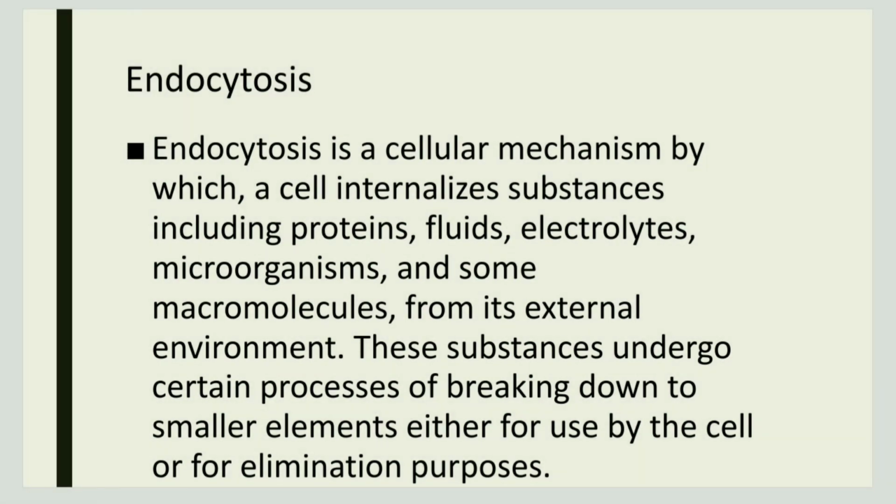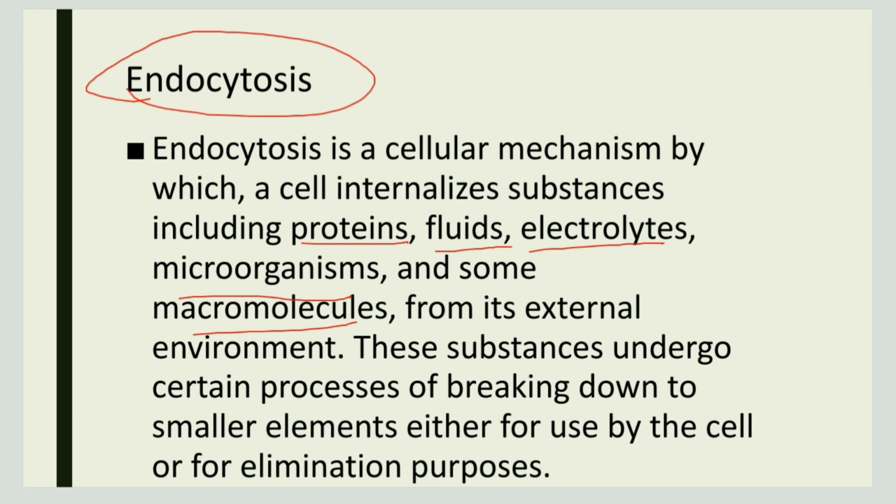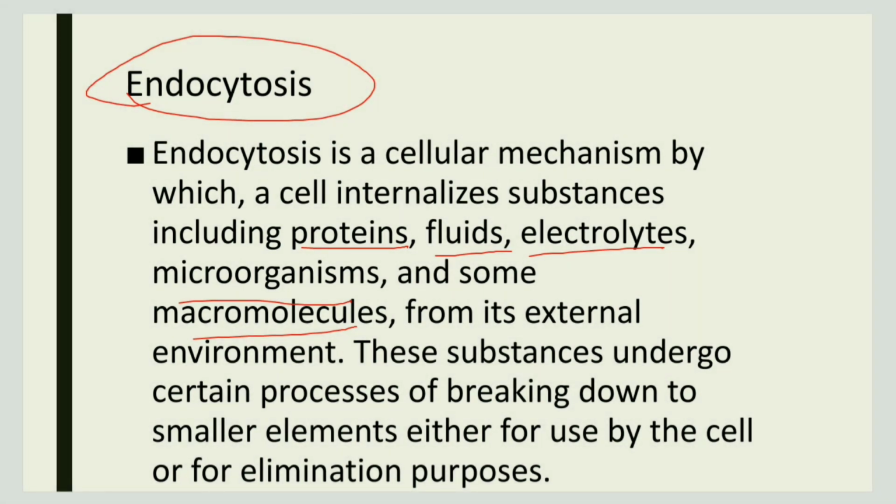The substances include proteins, fluids, electrolytes, microorganisms, and some macroorganisms that enter from the external environment towards inside a cell. So this is known as endocytosis. These substances undergo a certain process of breaking down to become smaller elements so that they can be used by the cell or can be eliminated. So for this purpose they are broken down.